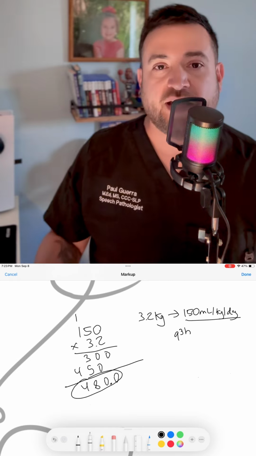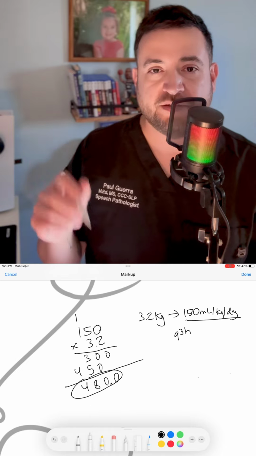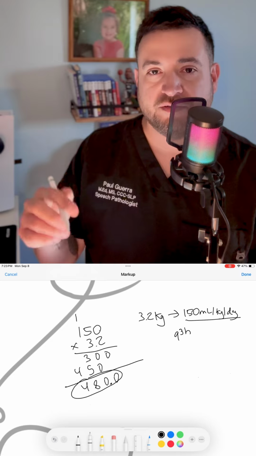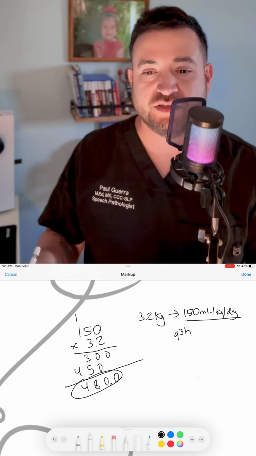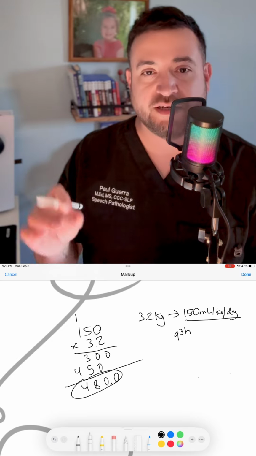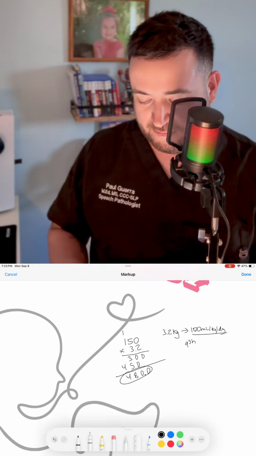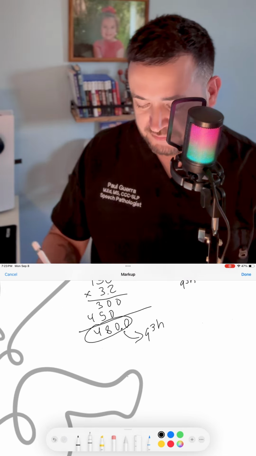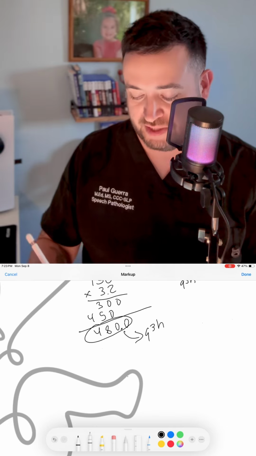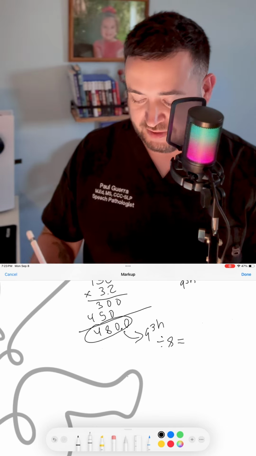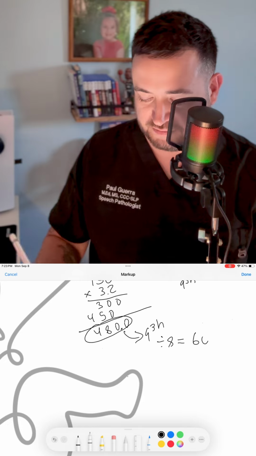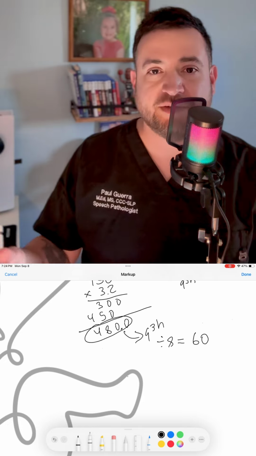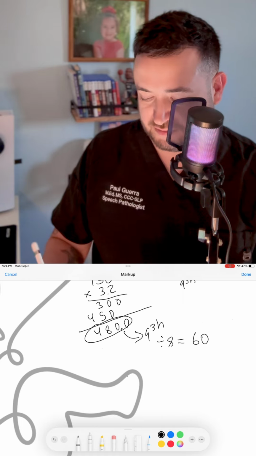So that means for the full day, an infant that weighs 3.2 kilos should have 480 mLs for the entire day. Now you're going to break that up into Q3 feedings, right? So in other words, you divide that number by 8 and you get 60. So 480 divided by 8, that's going to be 60 mLs on a Q3 frequency. So 60 mLs, Q3.